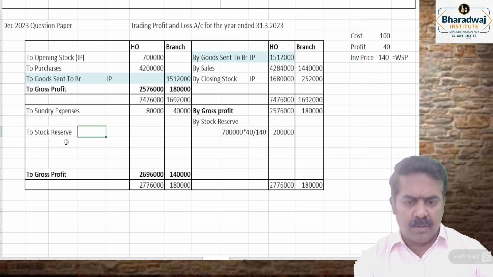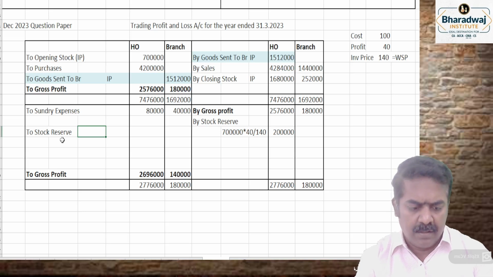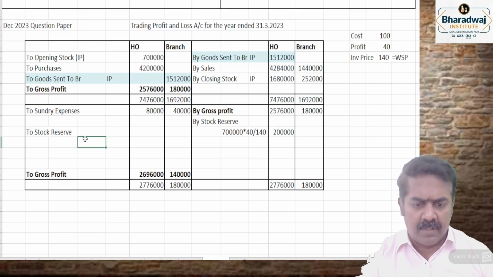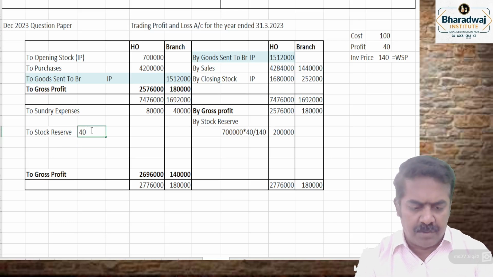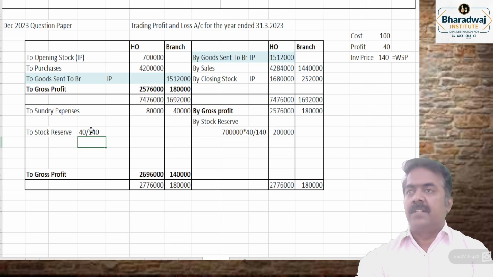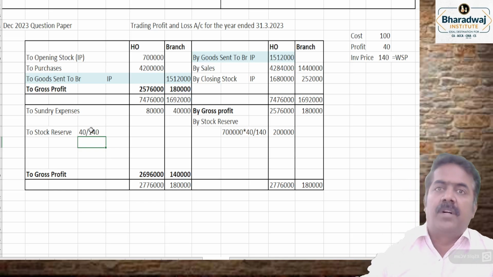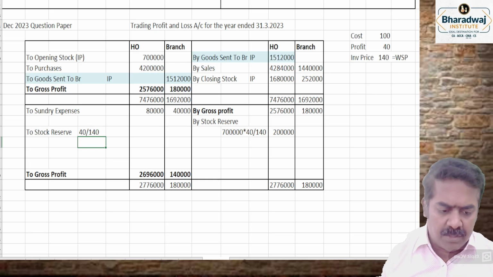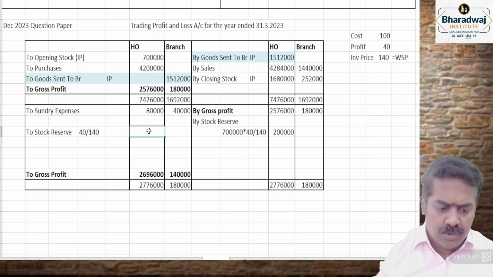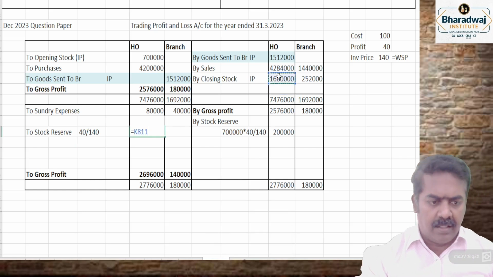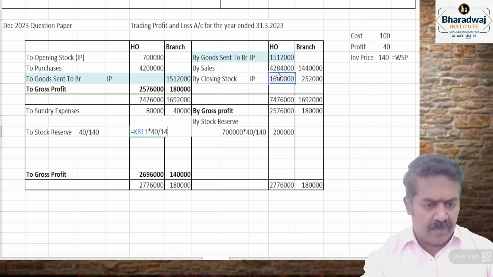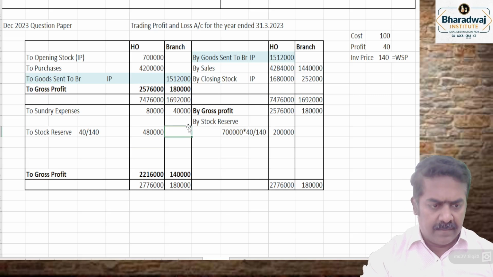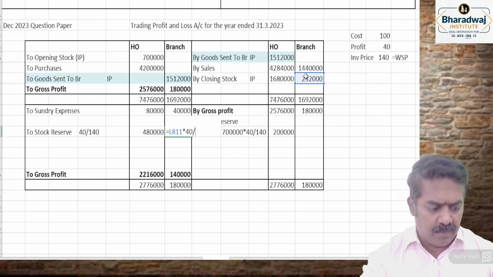Stock reserve on the closing stock. Stock will be at what price? Invoice price only. Let it be head office. Head office is also invoice price. Branch also will be at what price? Invoice price. Goods are sent at what price? Invoice price. So stock will be at what price? Invoice price. So this 16,80,000 into 40 by 140, and this 2,52,000 into 40 by 140.